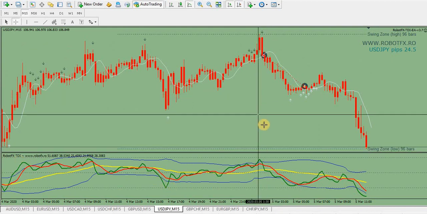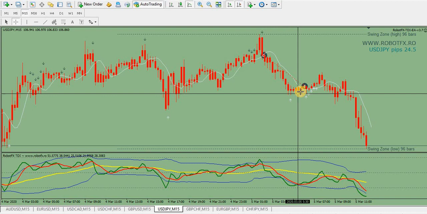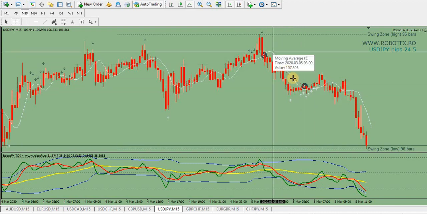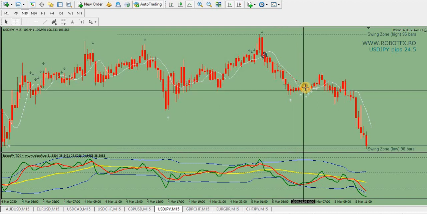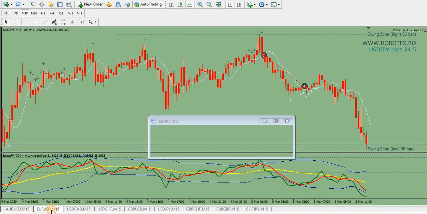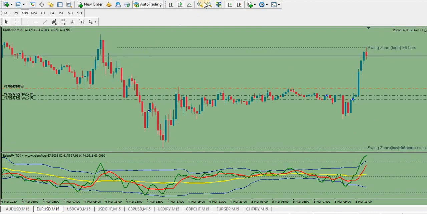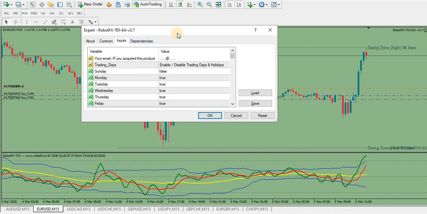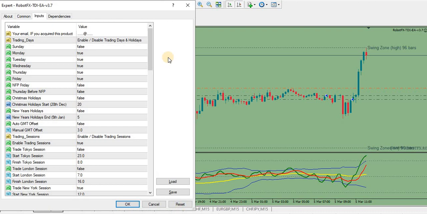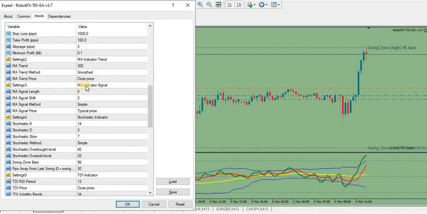It was here, something like this. So when the price crossed the moving average, the signal moving average, the expert advisor closed the trade. Now, where were we? Here on Euro USD, because it's so popular. Such a popular pair. So that's about the signal. Again, you have the option to use this as an exit method or not.